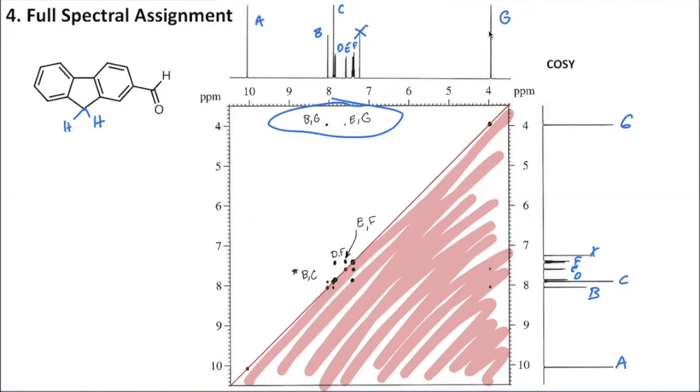And then if we know which protons we think are here or here, we can look for other correlations that would go around this ring and around this ring to help us assign the rest of our protons. So we'll come back to more analysis on that after we first take a look at our HSQC data. So let's move down there, shall we?